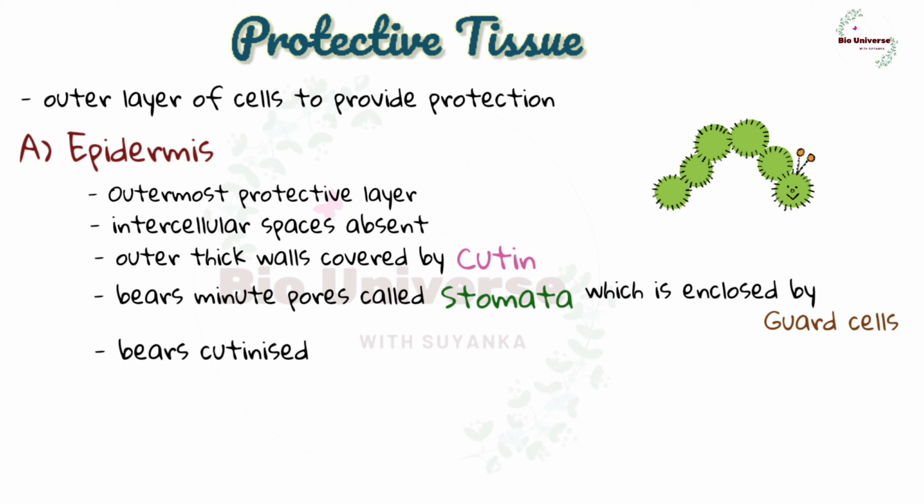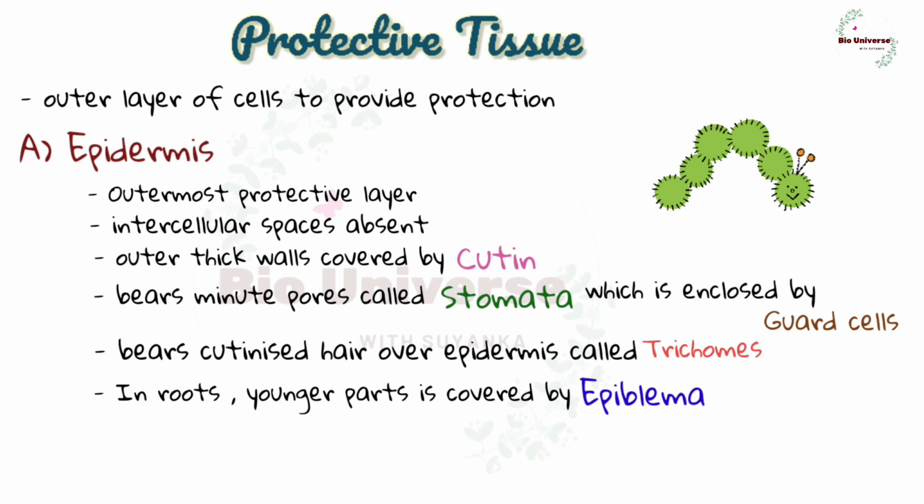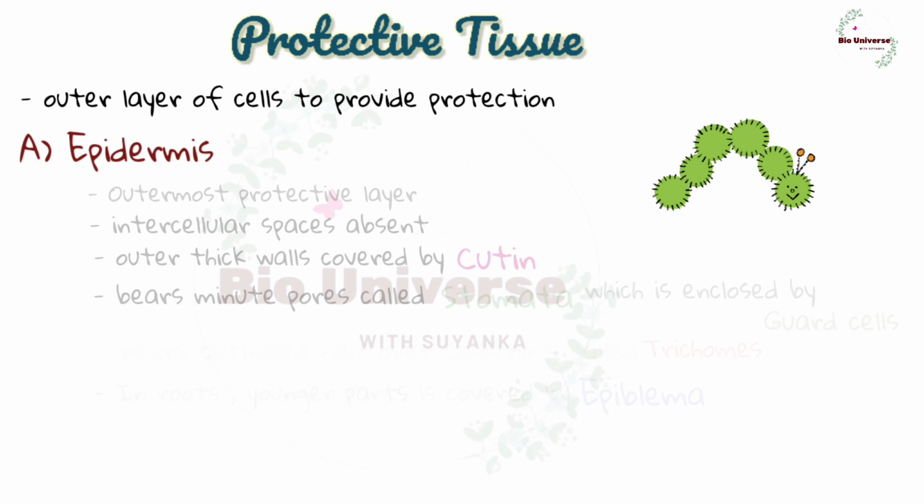In many plants, the aerial surfaces also bear cutinized hair over their epidermis. They are called trichomes. In roots, the younger parts are covered by an uncutinized layer of epidermis called epiblema. Some of the epiblema cells give rise to tubular outgrowths called root hairs.